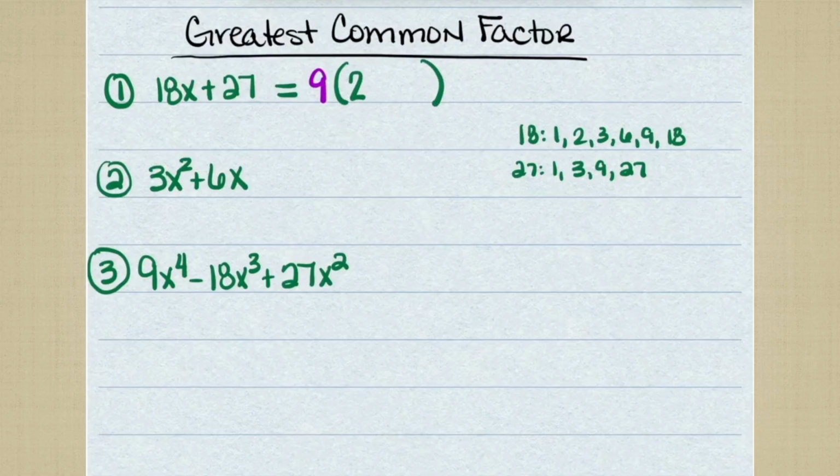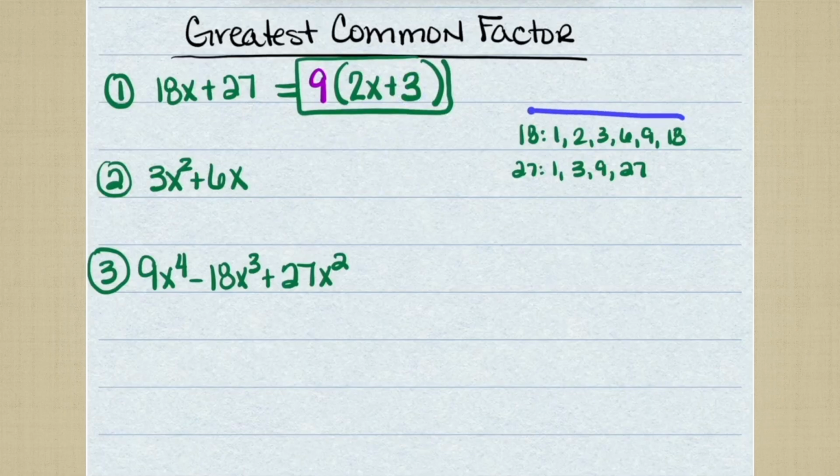9 times 2x would give me the 18x, and then 9 times 3 would give me the 27. So it's almost like you're doing the multiplication backwards. You're doing the distributive property backwards. And that's pretty much our goal. The way you check yourself is what I just did. If I take 9 times 2x, do I get 18x? Yes. If I take 9 times 3, do I get 27? Yes. So then this would be my final answer. If you can remember this from grade school, that's exactly what we're applying here.